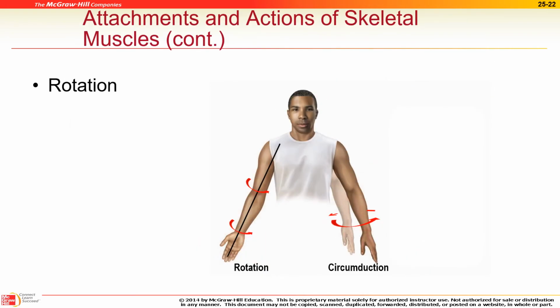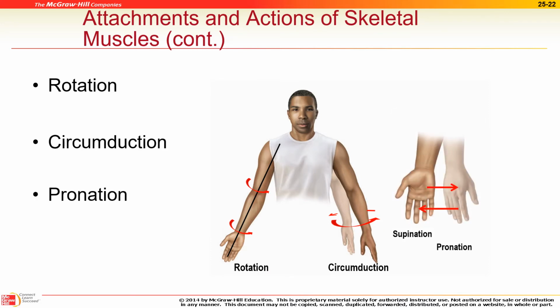Rotation versus circumduction. Rotation is just about the axis. So that's just twisting your arm like this. Circumduction, you're making hula hoop circles. Supination versus pronation. Palm up, supination. Palm down, pronation. And those are just for the hands.